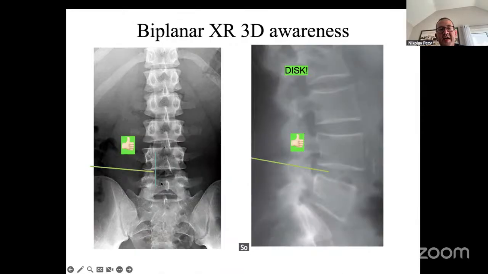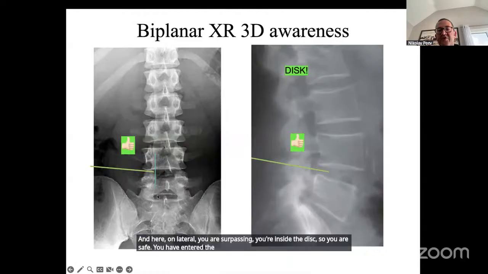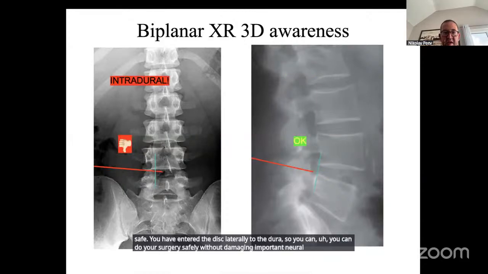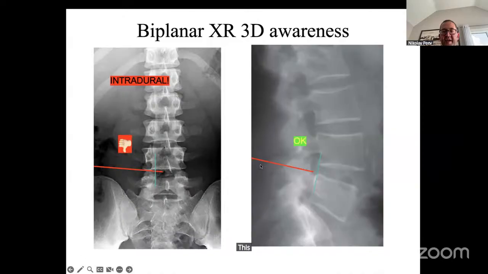So here on AP, you are just on the medial pedicular line, and here on lateral, you are surpassing, you're inside the disc. So you are safe. You have entered the disc laterally to the dura, so you can do your surgery safely without damaging important neural structures.